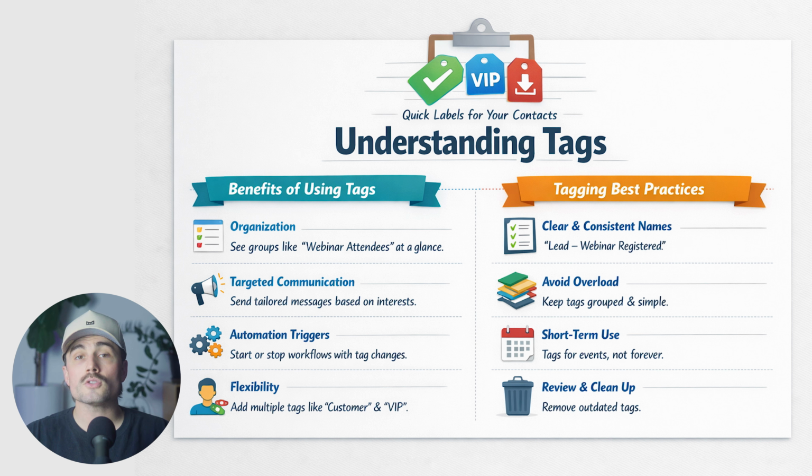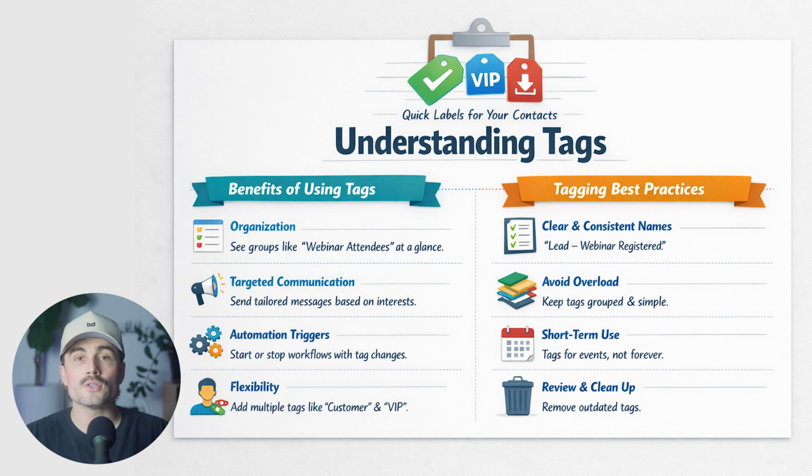Automation triggers. Tags can trigger automated workflows. So if someone is tagged as new lead, it can kick off a welcome sequence. Remove a tag and the workflow stops. It's like flipping a switch that turns automation on or off. Flexibility. You can add multiple tags to the same contact. A single person might be tagged as both customer and VIP, allowing you to target them for loyalty rewards or upsells.